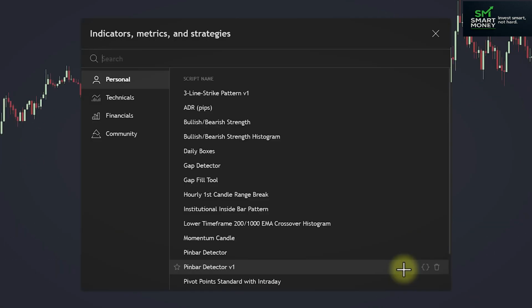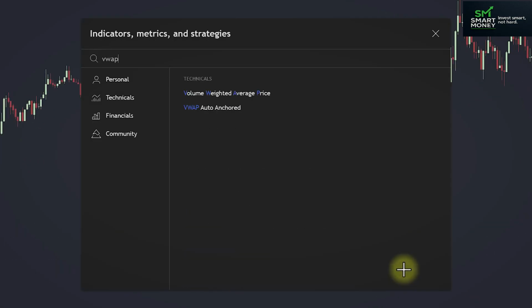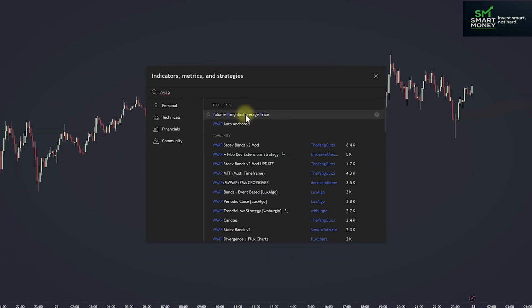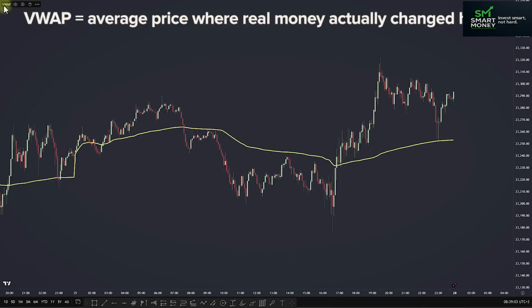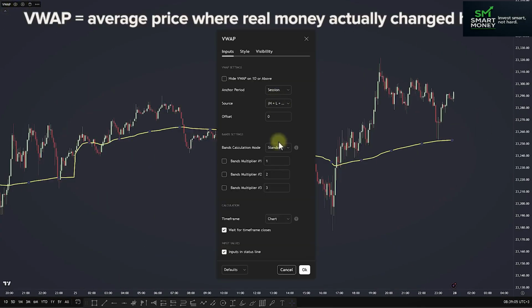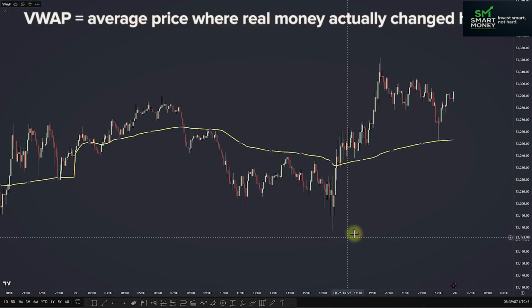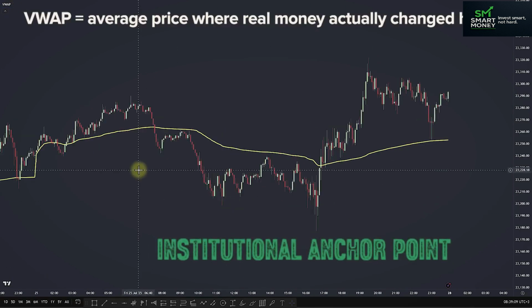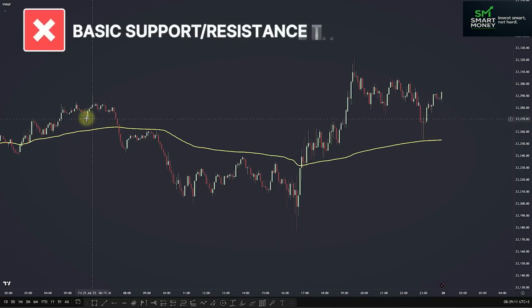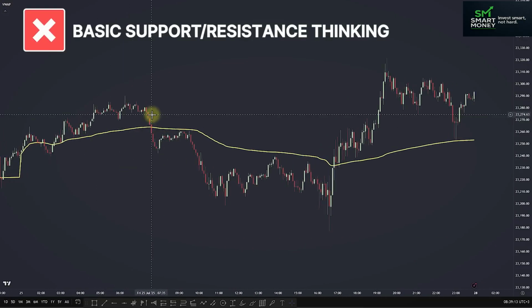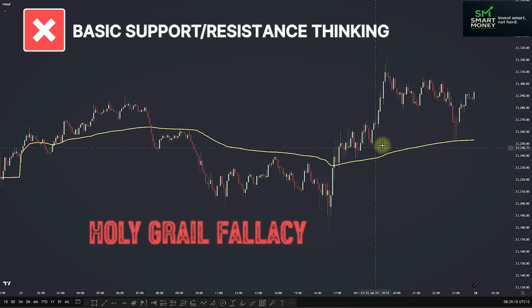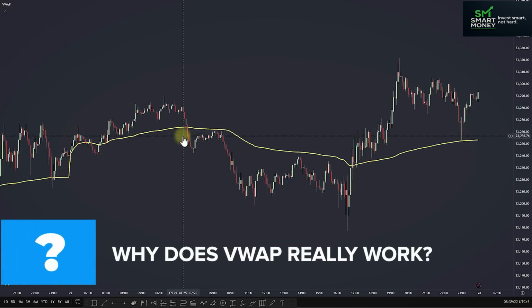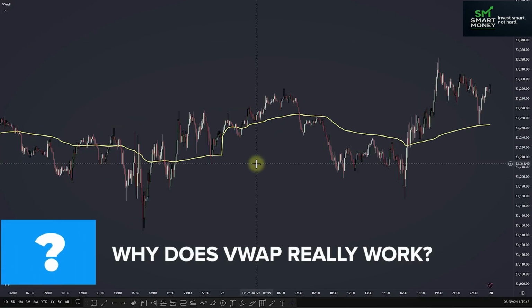Here's what VWAP really is: volume-weighted average price. It shows the average price where real money actually changed hands throughout the day. VWAP is actually the institutional anchor point. Most traders treat VWAP like basic support and resistance. They see price bounce off it a few times and think they've discovered the Holy Grail. But this completely misses why VWAP actually works.